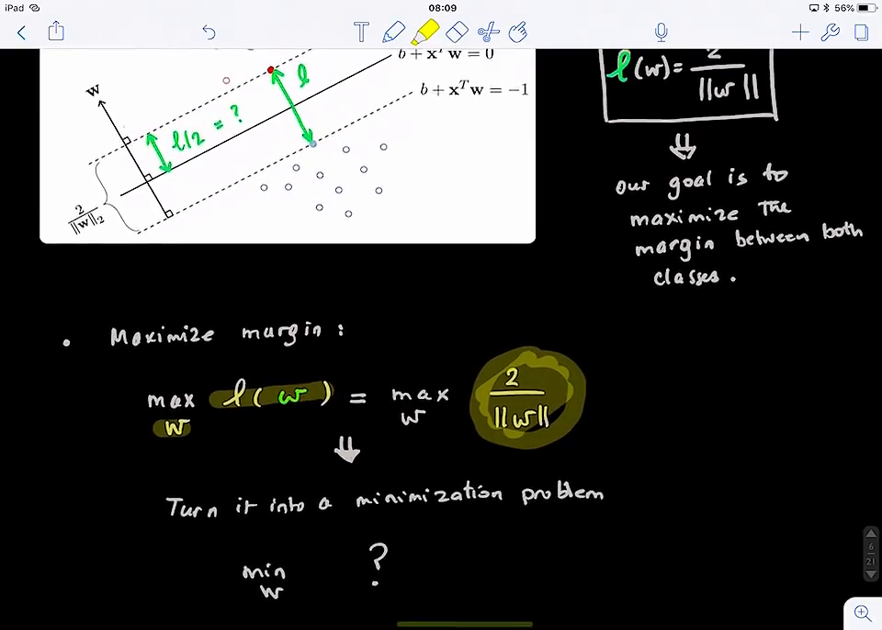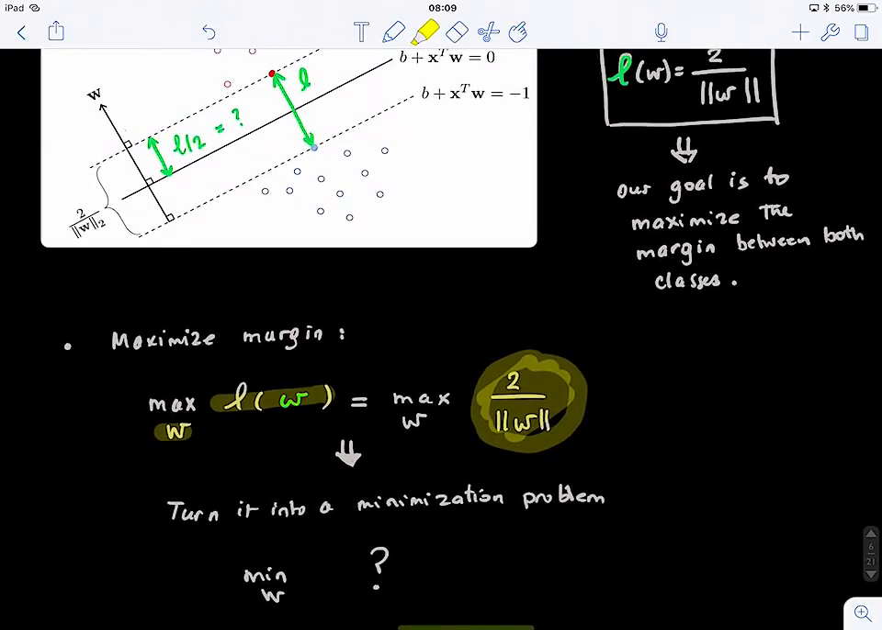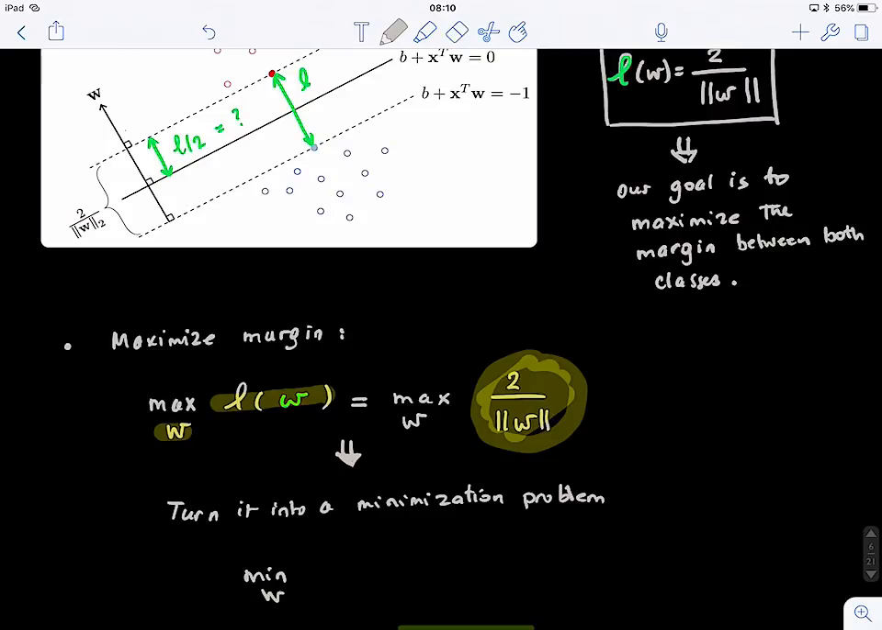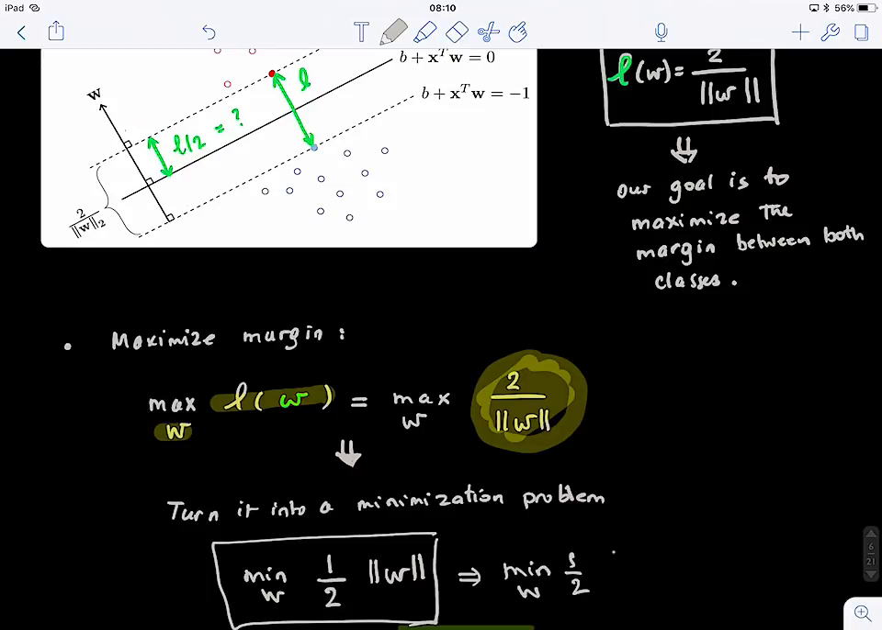So if we want to maximize this loss function, well, we don't call it loss here, we can call it the cost function, right? We want to maximize it. Alternatively, if we want to turn this problem into a minimization problem, then we would just take the inverse, so that would be half of the norm of W. But as you guys notice, this is a non-convex problem because we are just taking the norm of W. So we want to convexify it. The easiest way is to take the squared norm of W, and this is for mathematical convenience, right? So this is the loss function that we want to minimize. This is part of the SVM loss function that we want to minimize.